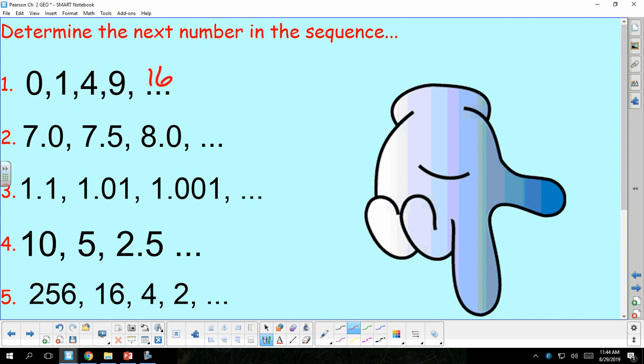What about this one? This one should be easy. 8.5. What about this one? 1.0001. What's happening with this one? Dividing it by 2, so we're going to end up with 1.25. And then what about this one? Square root, square root, square root. Square root of 2. All right. So we're going to look at patterns in section 2.1 and inductive reasoning. But much of what we're going to get into in chapter 2 is deductive reasoning. We'll look at that in section 2.